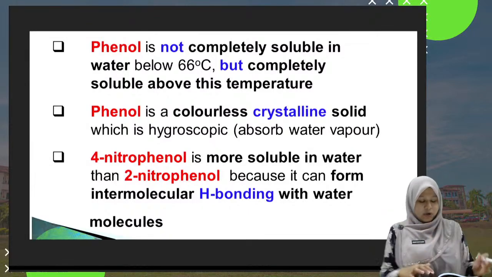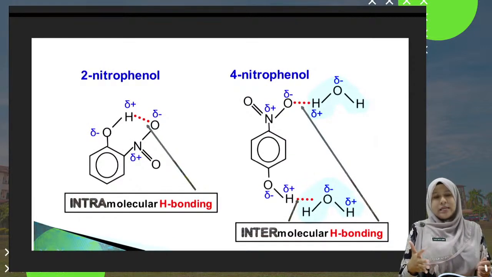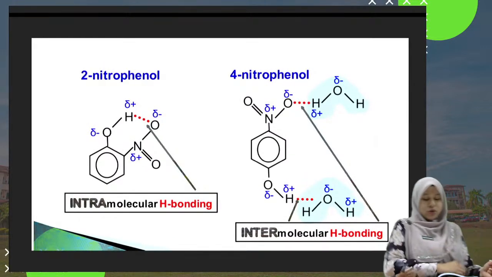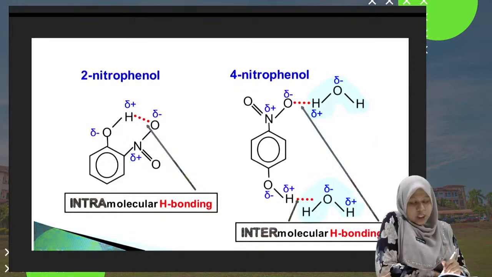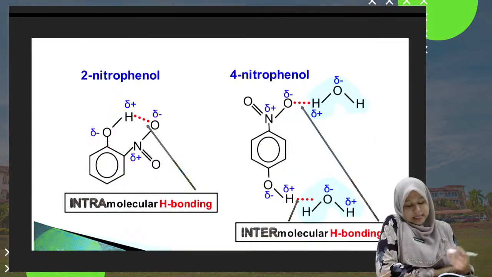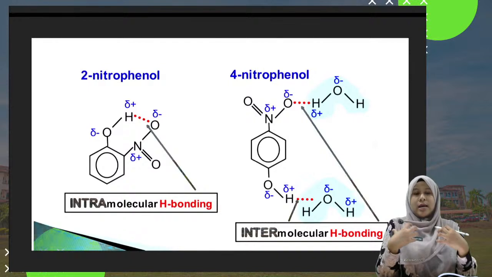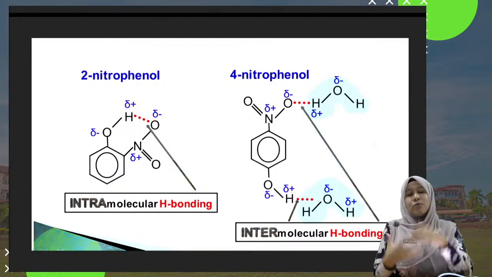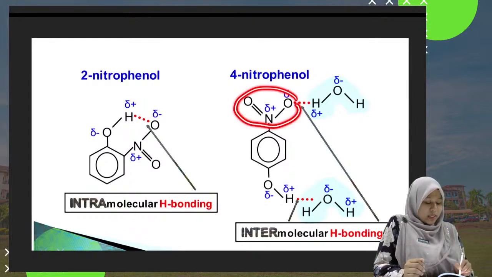So kenapa? Kita tengok dekat structure ni. So kenapa 2-nitrophenol ni dia less soluble compared to 4-nitro? Disebabkan location of OH and NO2 dalam structure phenol itself. So kalau kamu tengok untuk 2-nitrophenol, kedudukan dia okey antara OH dengan NO2 ni dekat. So bila dekat, it tends to form intramolecular hydrogen bonding. Intra ni maksudnya di dalam molekul. Dia form hydrogen bond tapi dia form di dalam molekul. Okey, compared to 4-nitrophenol, the location of NO2 dengan OH ni jauh.